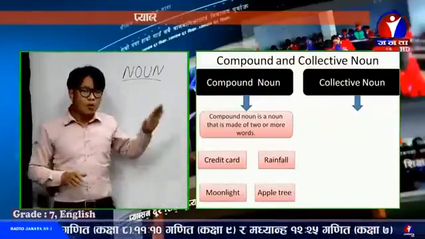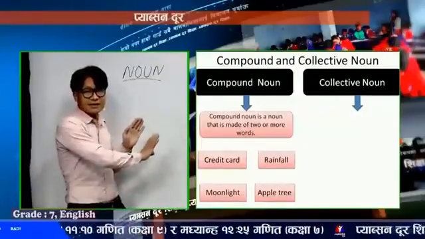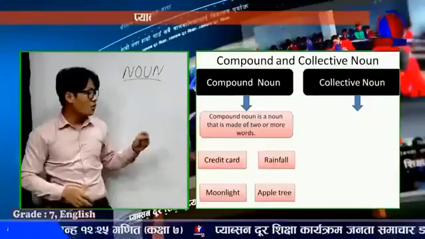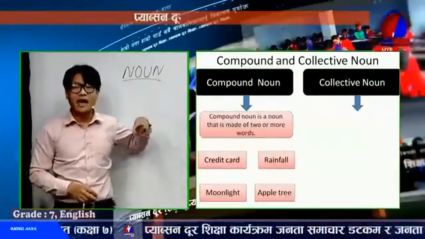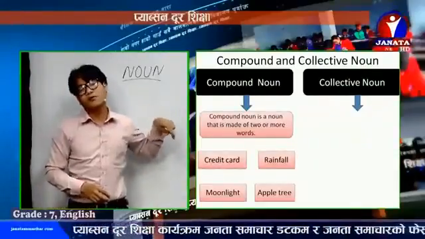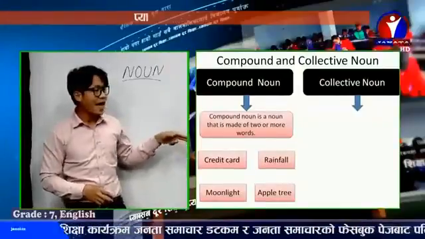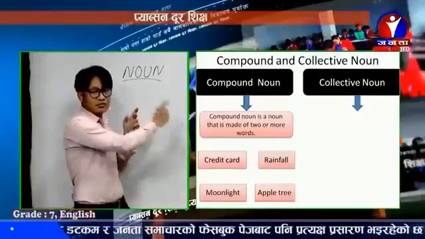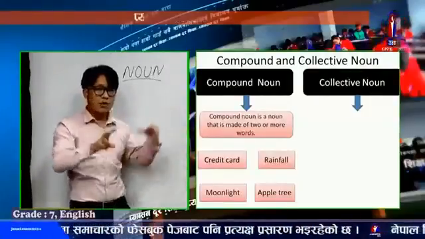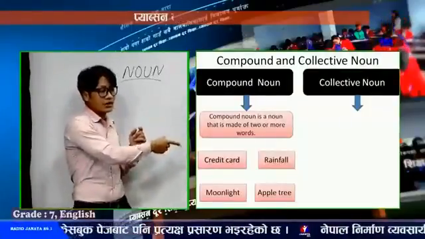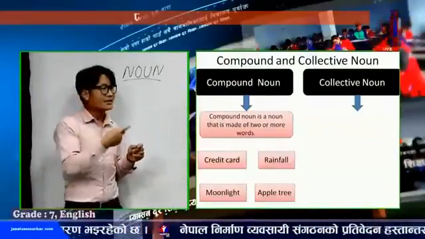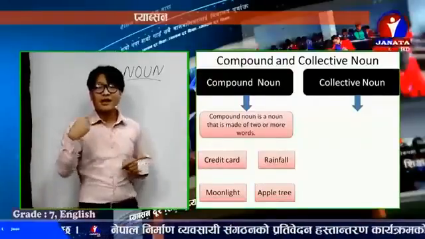And the example we have here, moonlight. Moon and light, and it becomes moonlight. Here are the two words, one is moon and the other is light, and moonlight is a compound noun. Next is apple tree. Apple and tree, two words. One is apple and next is tree, and it becomes apple tree. That's why it is a compound noun.